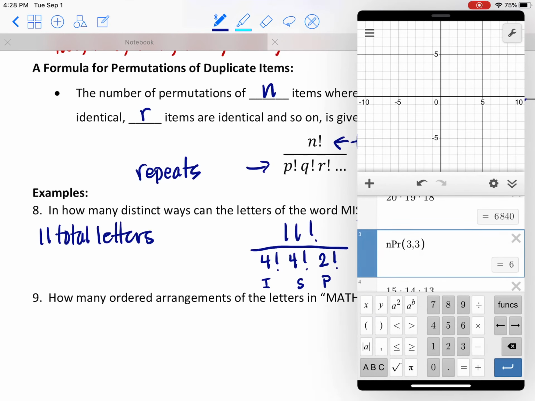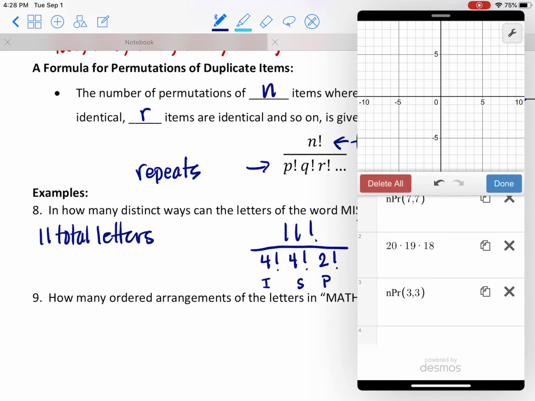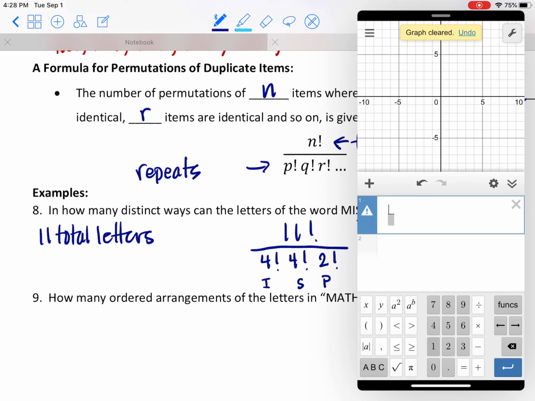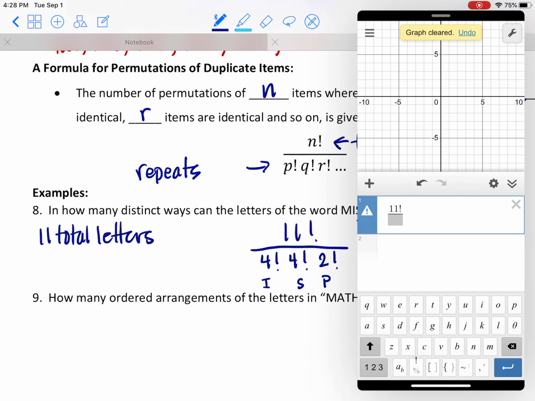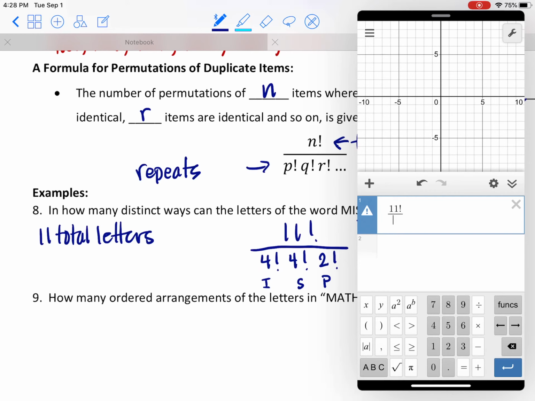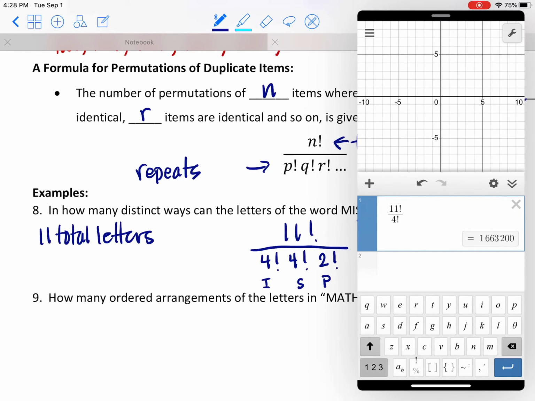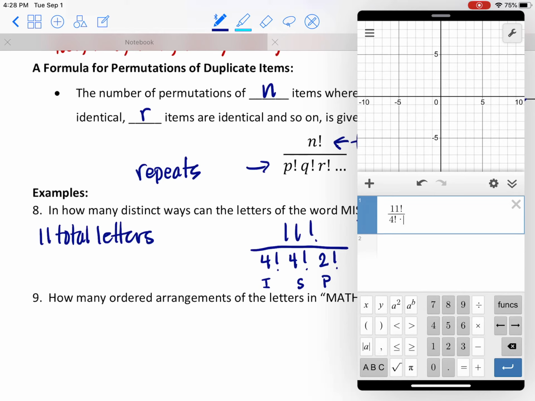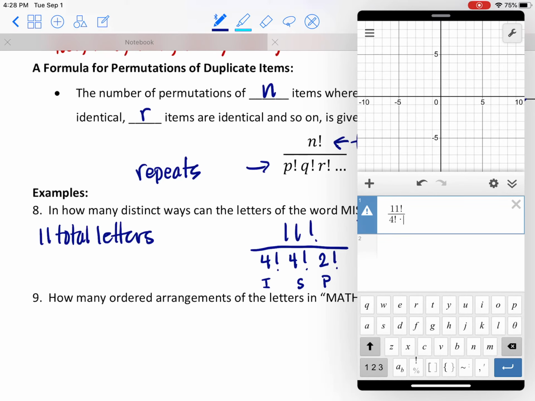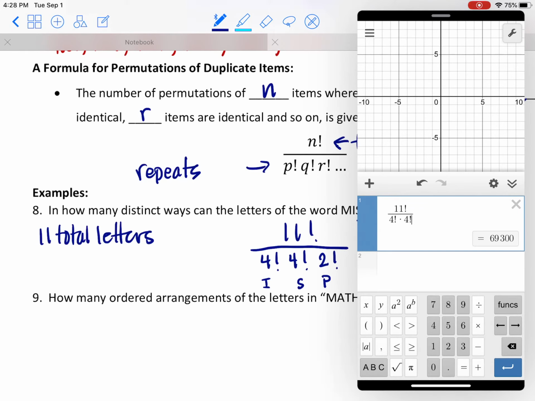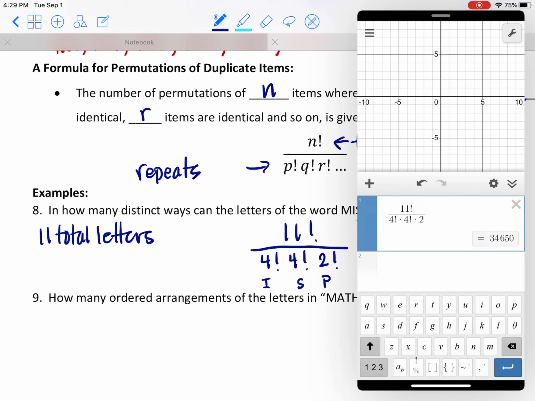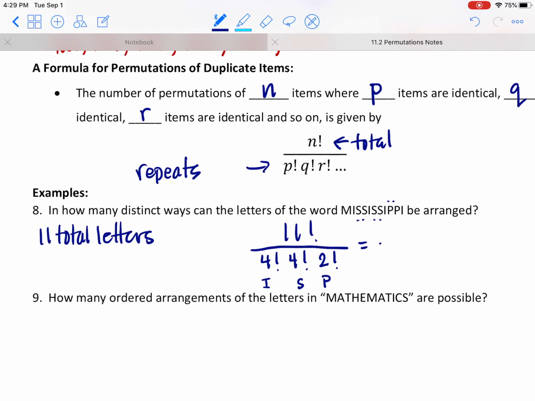Okay? So calculator time. Let me delete all this out. So make a fraction, and we're going to put 11 factorial on the top. And on the bottom, we're going to put 4 factorial, and I wrote them next to each other here, but the calculator I think is going to want you to put multiplication. So we're going to put in another 4 factorial times another 2 factorial, and there's our answer. 34,650 arrangements.